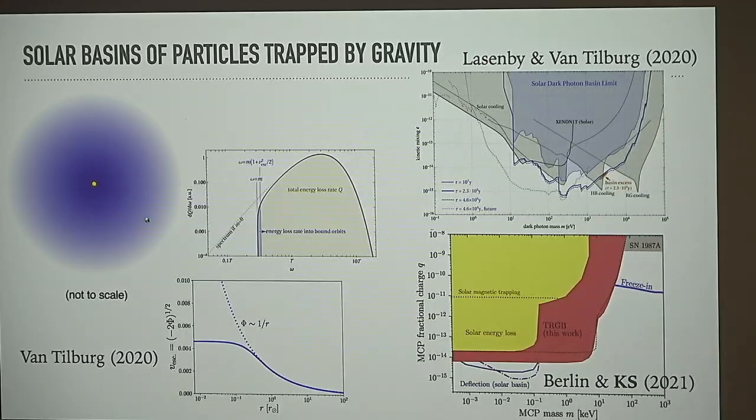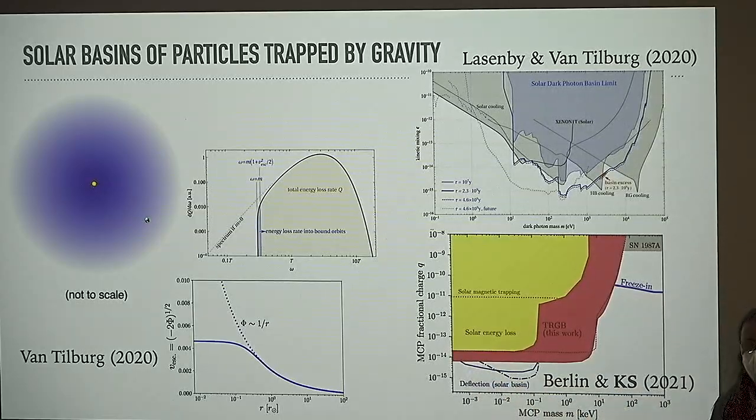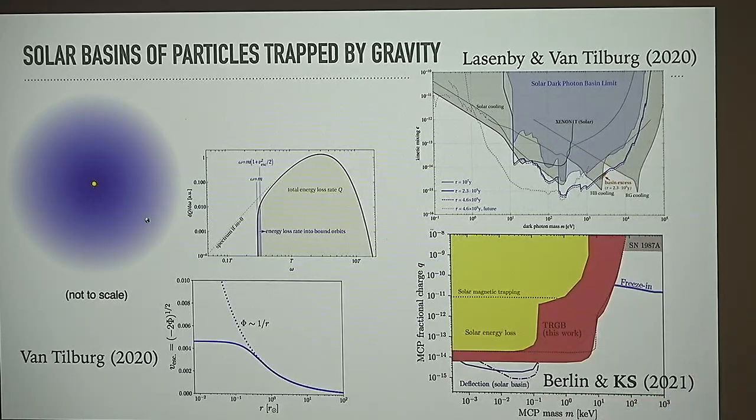And here's a similar idea. This solar basin little caret down here represents if you have a solar basin of millicharged particles, this is what you can detect in the lab with a technique called direct deflection.